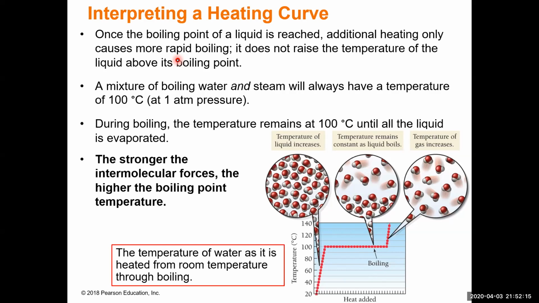And then finally, once all of our liquid has formed gas, which is right at this point, then any more heat that's added will then start to increase the temperature of the gas. So a mixture of boiling water and steam, which is the gas phase of water, will always have a temperature of 100 degrees Celsius, assuming we have 1 atmosphere pressure. And during the boiling, temperature will remain at 100 degrees Celsius until all the liquid is evaporated.